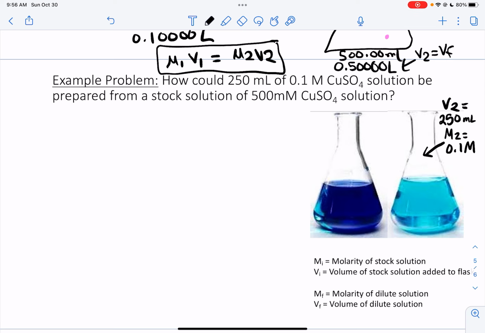Then we're asked how much of the initial solution to transfer. That's what we're being asked to find in the problem. And we're told some information about its concentration. As given, this isn't terribly useful because this concentration is in millimolar and this one's in molar. I wanted to highlight that molarity is moles per liter.